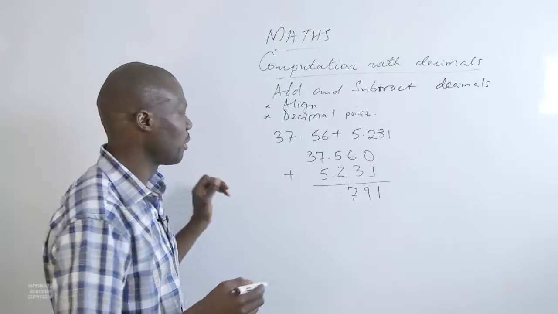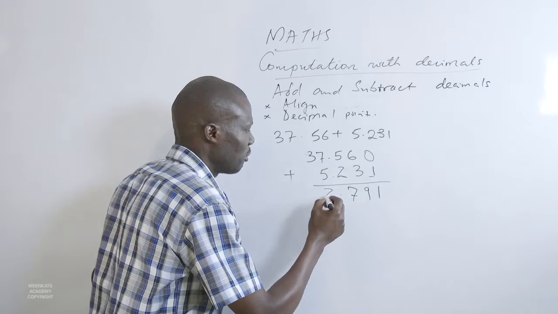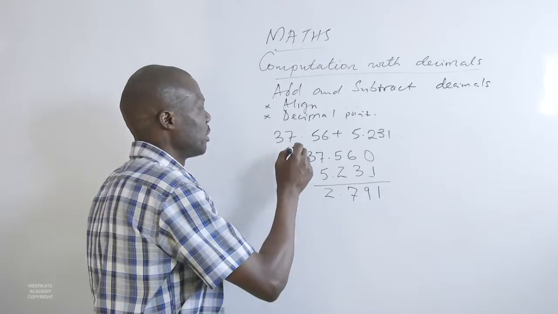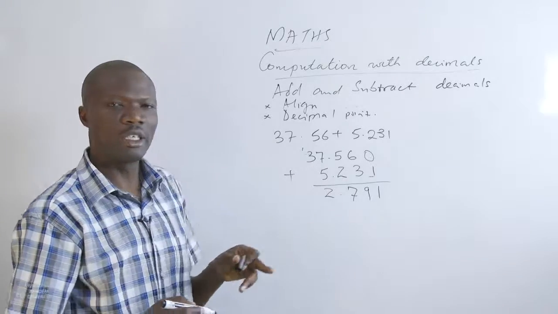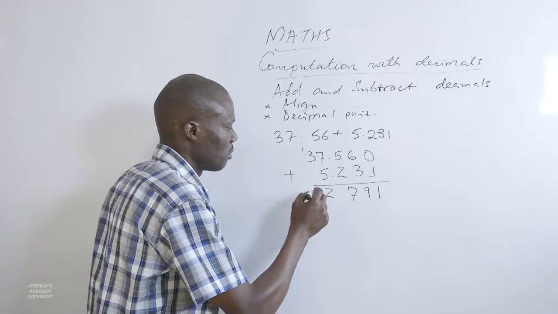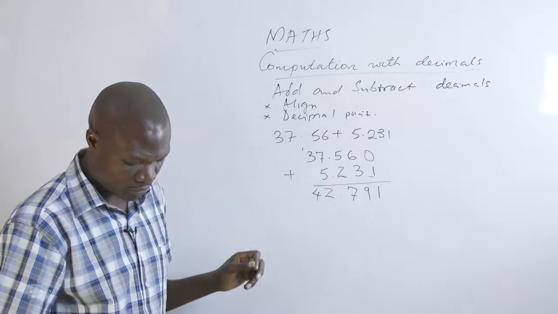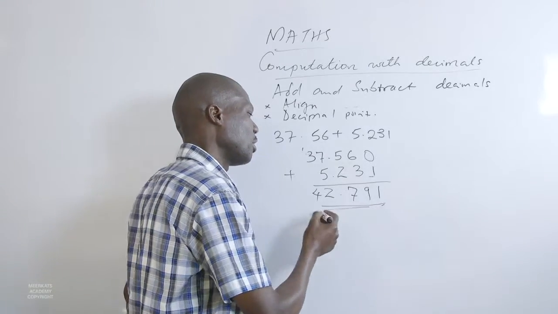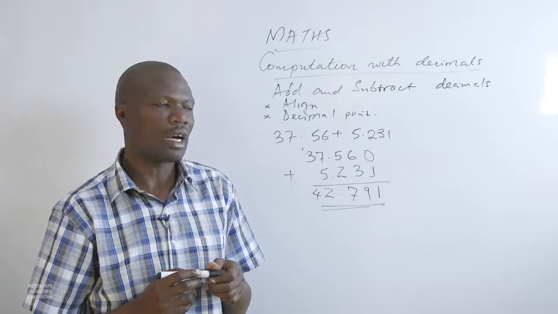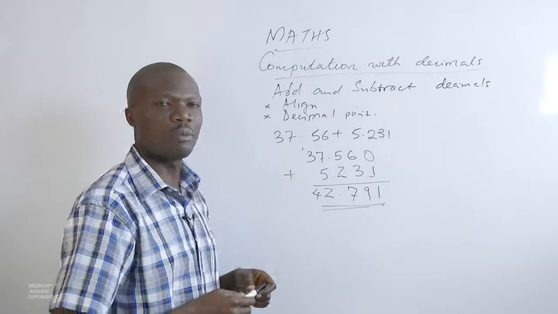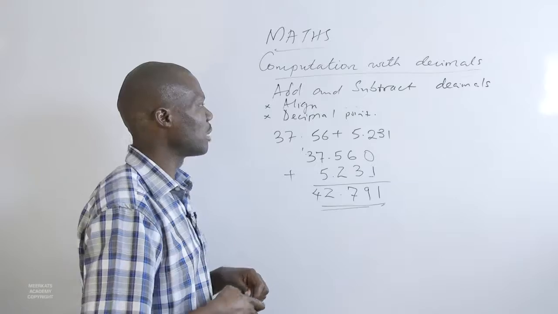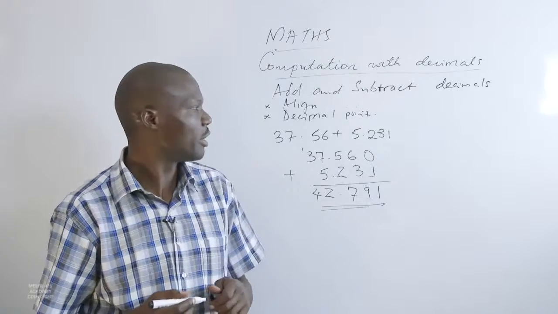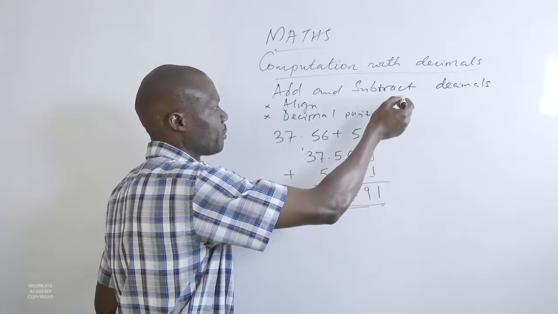7 plus 5 gives us 12, right below the same column. Carry 1. 1 plus 3 gives us 4. So we have been able to add 37.56 plus 5.231.